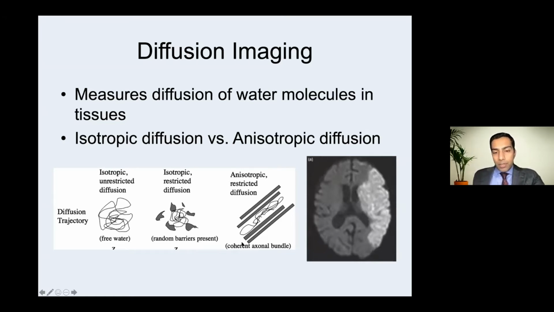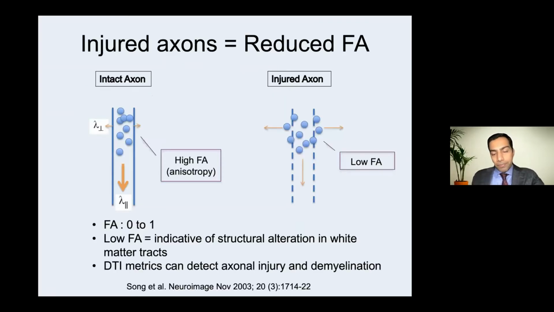But diffusion tensor imaging adds another component to diffusion-weighted imaging. It adds direction. So it measures the direction in which water molecules diffuse. And we know in axons, they're going to diffuse preferentially along the length of the axon. So they diffuse parallel to the axon. This kind of anisotropic diffusion is captured by DTI.